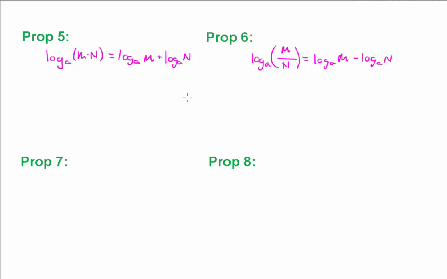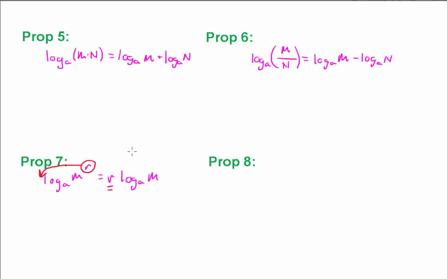So there is some correlation there. Number 7, if you have log base A of m to the r, this equals r times log base A of m. So in other words, your exponent here, r, becomes a coefficient, which can be written in front of your log. So then it's r times log base A of m.